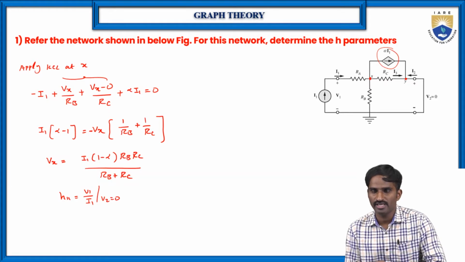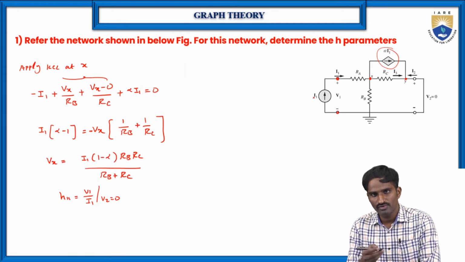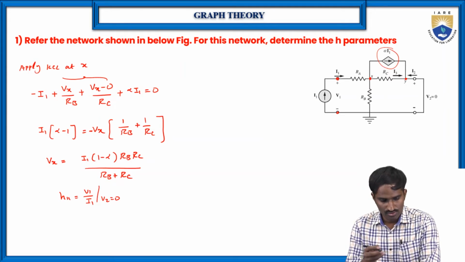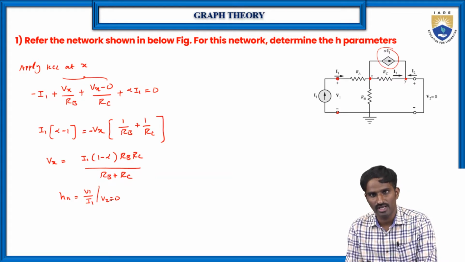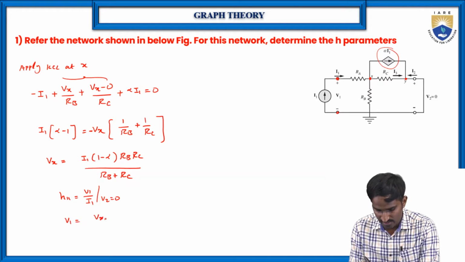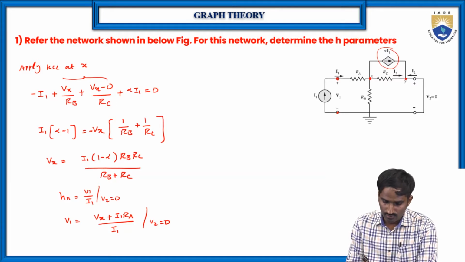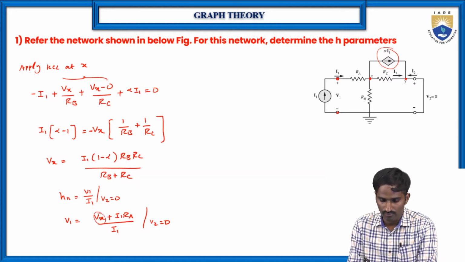V1 is the voltage across these two terminals. What is the current here? It is I1. So V1 is equal to I by R, and I is nothing but I1. So we can write V1 equal to Vx plus I1 into RA, divided by I1 at V2 equal to 0. We know the value of Vx in terms of I1, so we can eliminate Vx and from this equation get the value of V1 by I1.